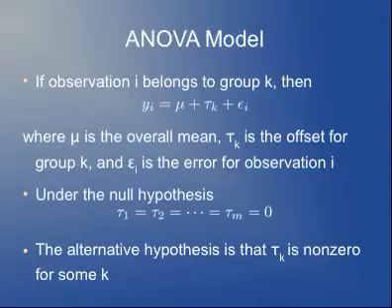And under the null hypothesis, all of these taus are equal to 0. That is, the means of all the different groups are the same. It's just equal to mu plus this noise term, it doesn't differ from group to group. The alternative hypothesis is that at least one of these taus is non-zero, implying that the mean of that particular group is different from the means of the other groups.